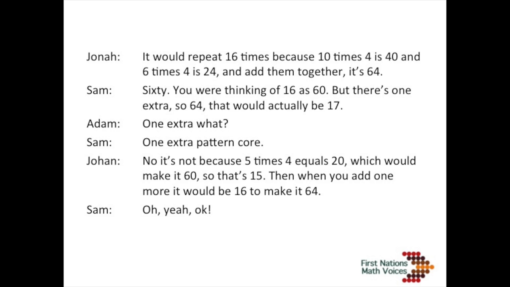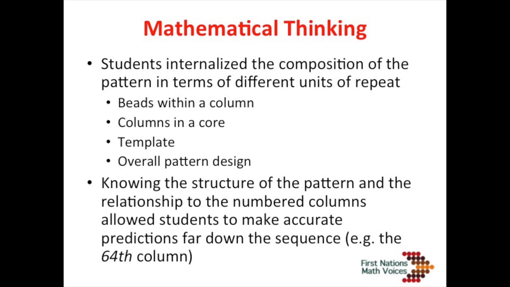The fact that Sam so readily followed this reasoning illustrates how fluently he and others in the class can think about the relationship between different units. What was interesting was how students justified their predictions using both their knowledge of multiplication, that is, that 64 is a multiple of 4, and the structure of the pattern and its relation to the template. For example, describing the 64th column in terms of 3 completed 20-column templates, or 15 pattern cores, plus one more core.